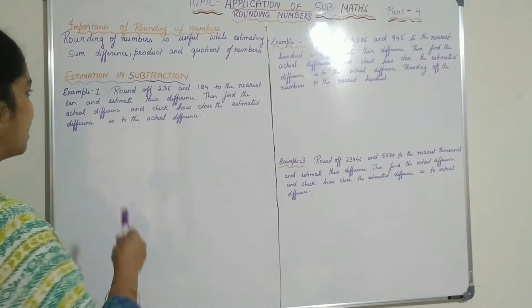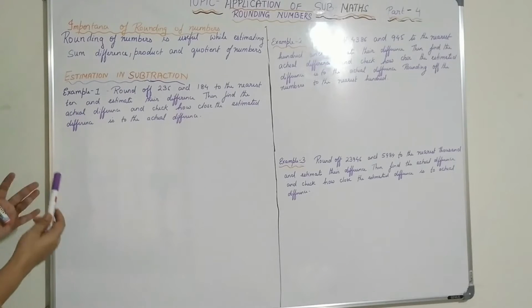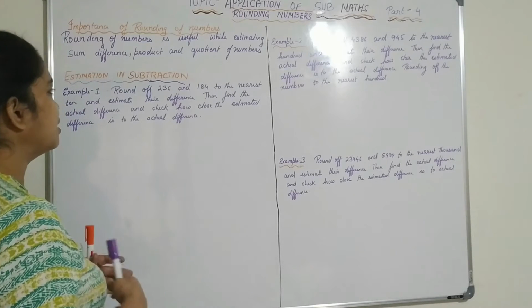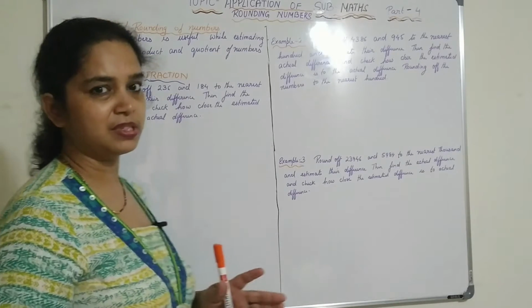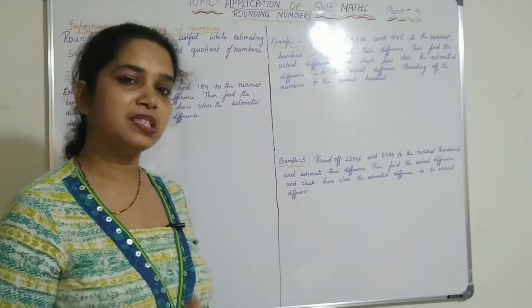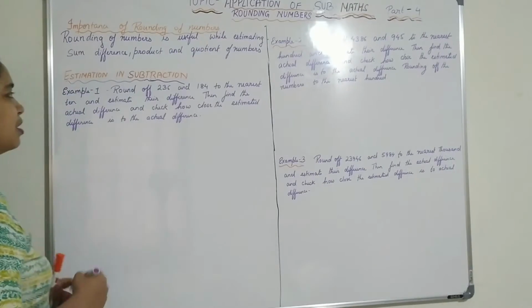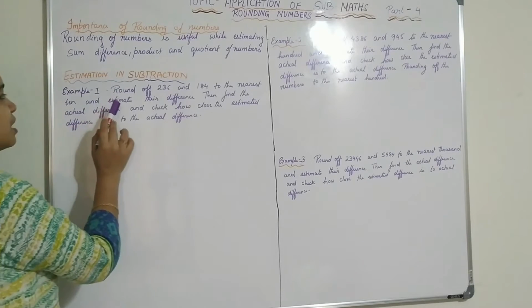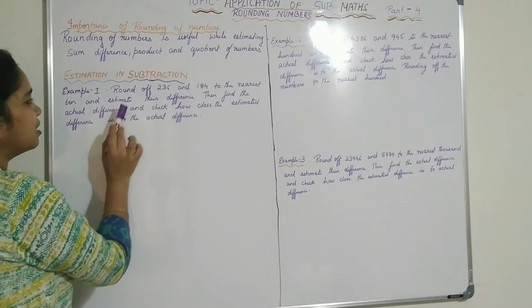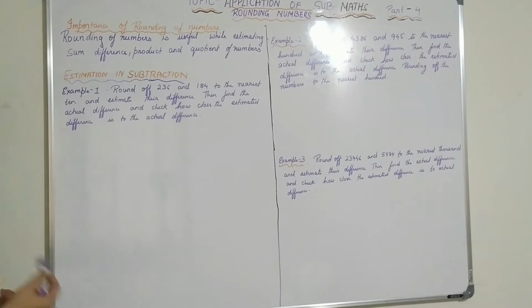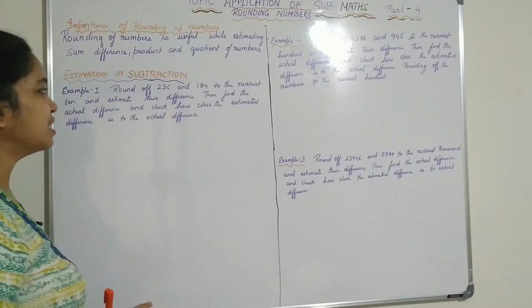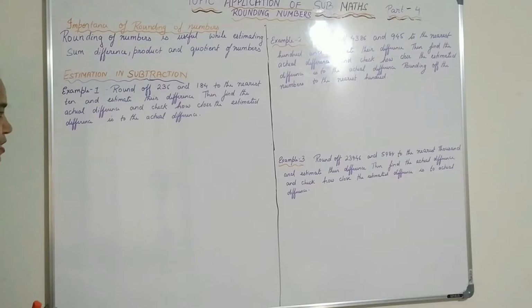Estimation in subtraction can be done when two numbers are given. Here in this question it is written: round off 236 and 184 to the nearest 10, then estimate the difference, then find the actual difference and check how close the estimated difference is to the actual difference.